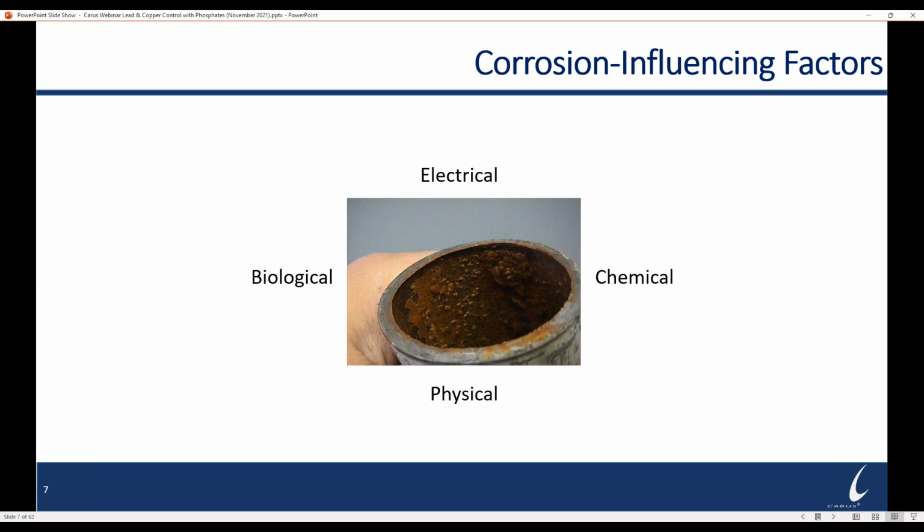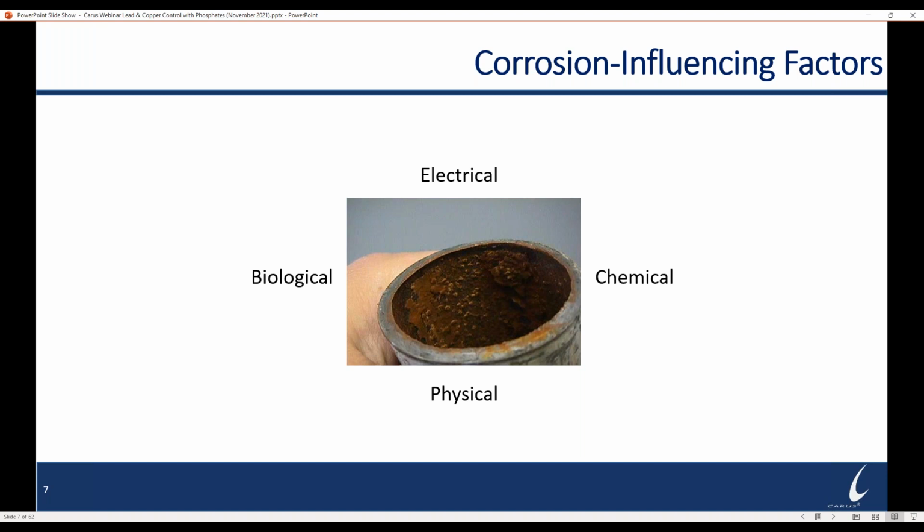Finally, there is a biological portion to corrosion. So one of the things you do is you maintain a free chlorine or a monochloramine residual out in your distribution system. And the idea is you maintain that residual to keep bacteria under control so that you don't get bacteria growing on the inside of the pipe and causing bacterial influenced corrosion.